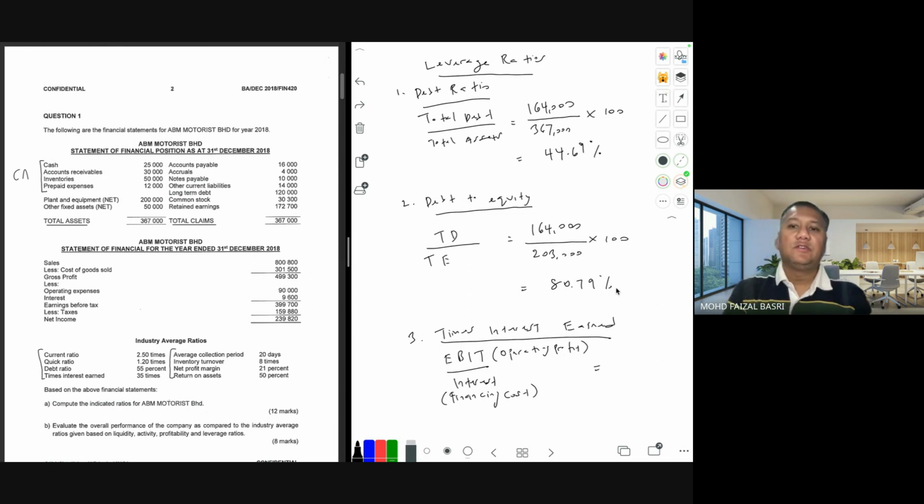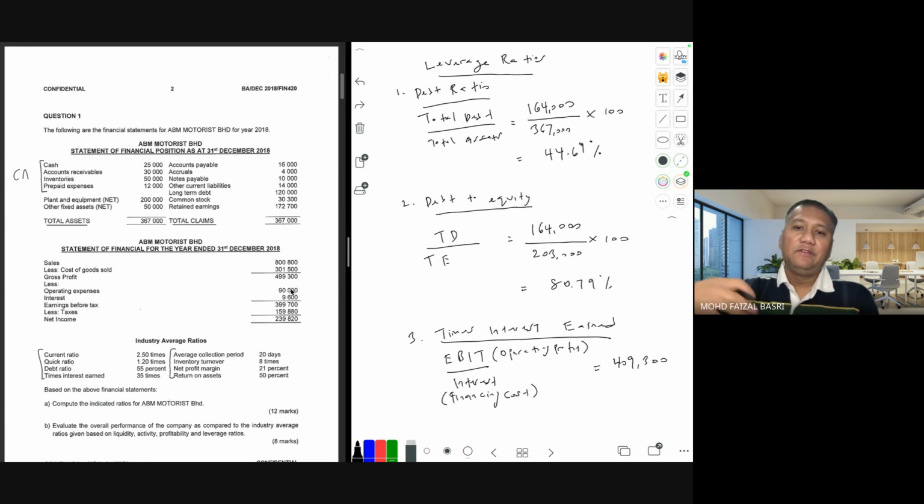Okay, so for operating profit, for this question, it's supposed to be the gross profit 499,300 tu, tolak dengan operating expenses of 90,000. Okay, so this information is not listed in the question. You kena cari sendiri for 499,300. Okay, kat mana dapat? I recap. In order to get the earning before interest and taxes, it's 499,300 minus with 90,000.